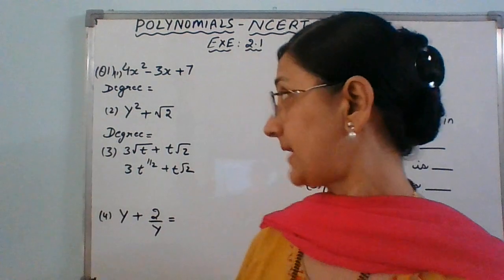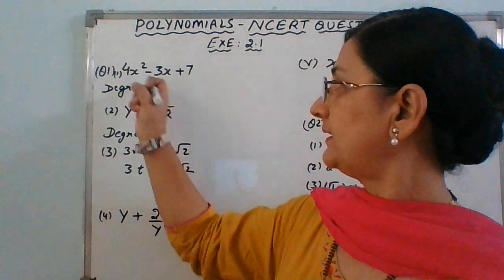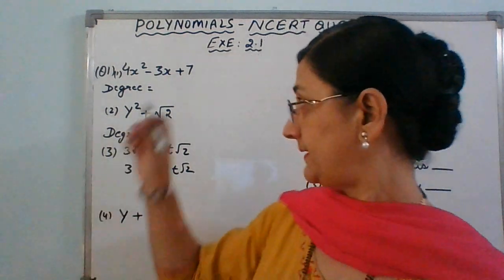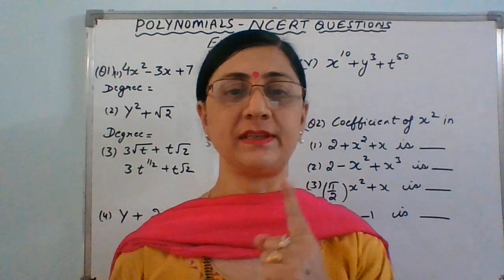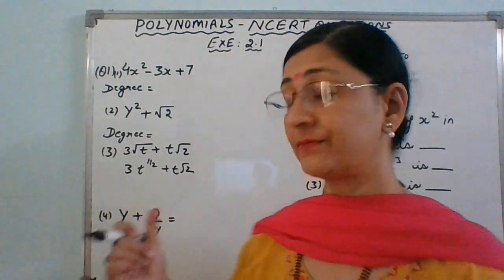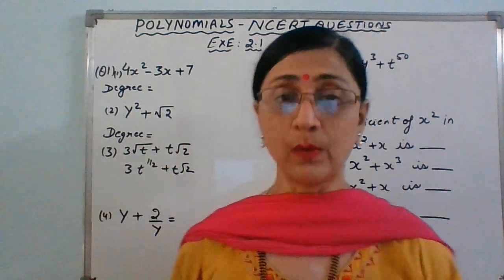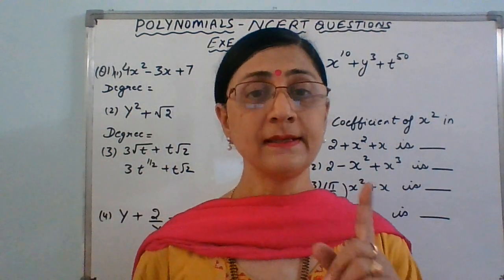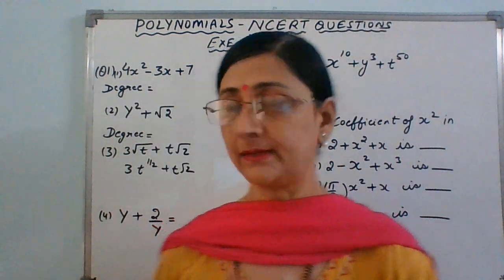So what is asked here? In the first question, we have to tell whether these are polynomials in one variable. First, whether they are polynomials or not, and if they are polynomials, then whether they are polynomials of one variable or two variables. Is it a polynomial of one variable? Yes, there is only x. x is a variable, right?